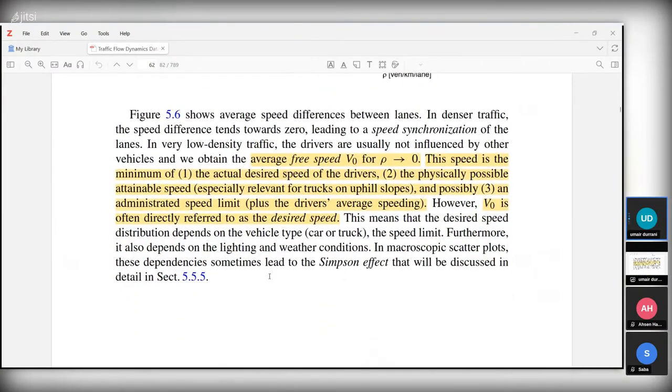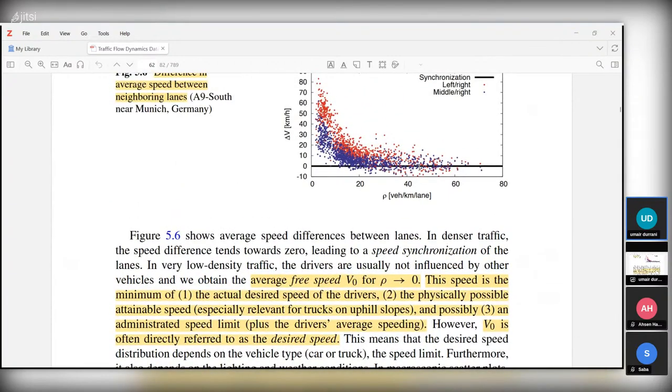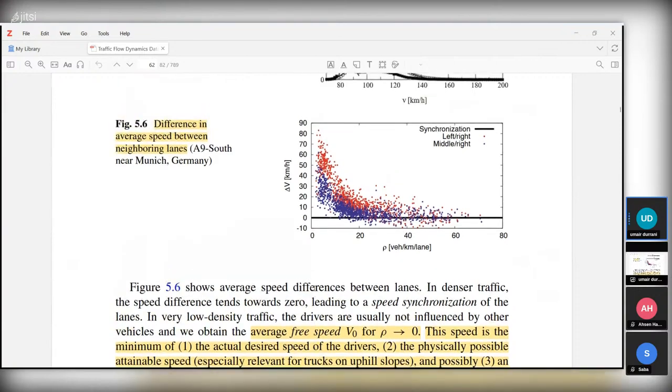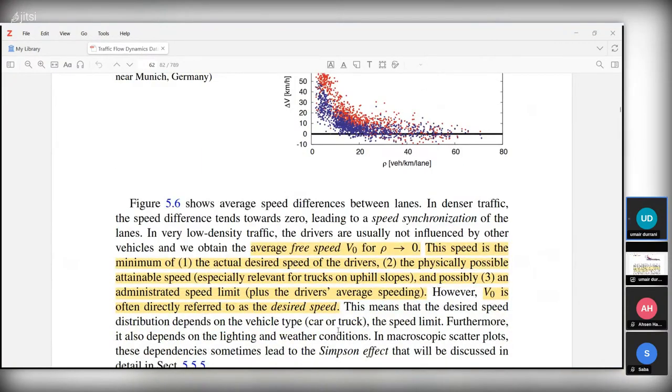So here they say that the average free speed V naught is when the density approaches zero. When density is exactly zero, obviously there are no vehicles to be observed, so there is no speed. But as it approaches zero, as we go to the left of this plot, we are getting what is called the free speed or the desired speed.